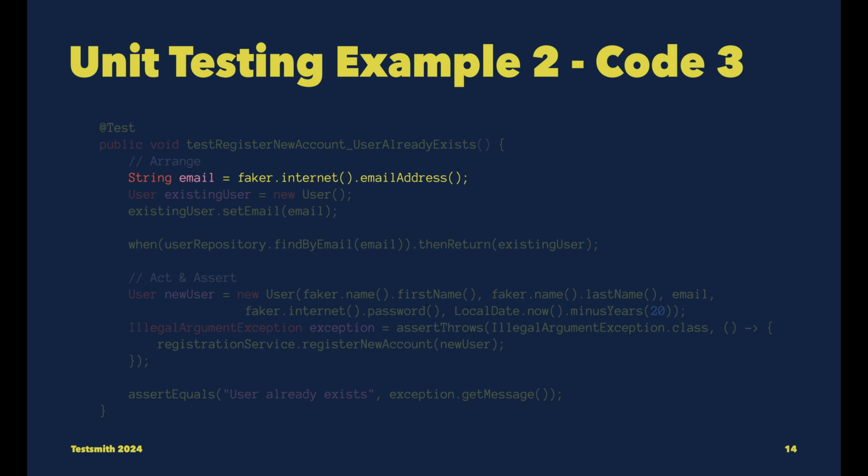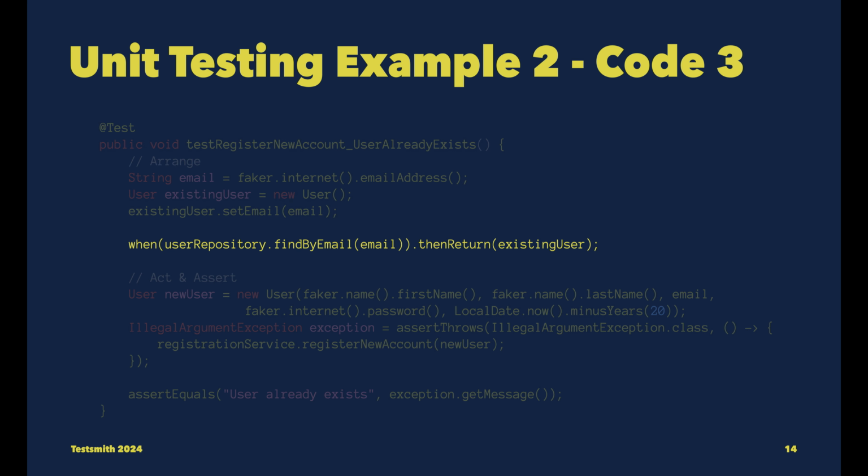In this line, we're using the Faker library to generate a random email address. This email will be used to simulate an existing user in the database. Here, we create a new user object named existingUser and set its email property to the generated email. This user simulates an already existing user in the database with the given email address.